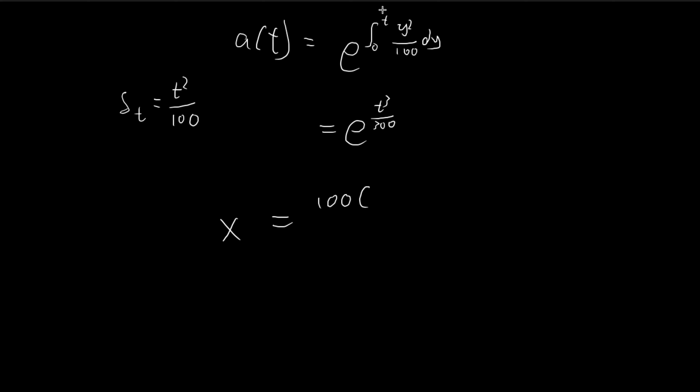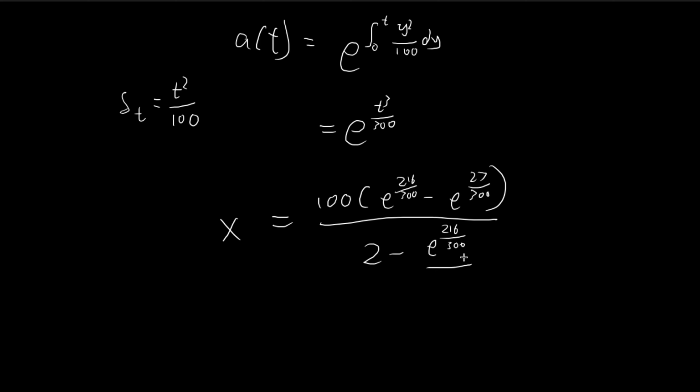So we have 100 times a(6) minus a(3). So 6 to the power of 3, that's 216. And then minus 3 cubed, that's 27, divided by 300. And then you have 2 minus a(6) over a(3), so it's just e to the power of 216 divided by 300. So if you substitute all these numbers into your calculator, you're going to get an answer like this, 784.5930809. So this is question 5.